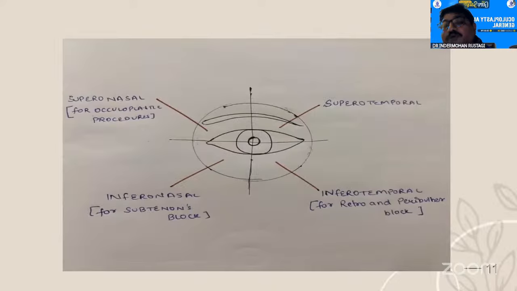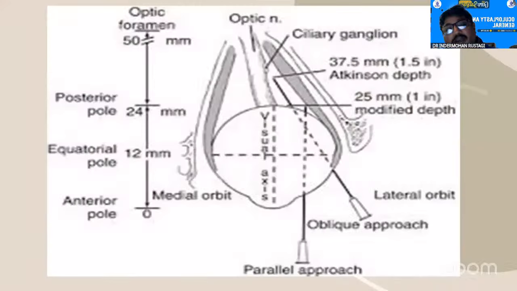So these are the 4 quadrants, and usually the infranasal quadrant is chosen for the subtenon block, the supranasal for oculoplastic procedures, and of course the infratemporal is the most common one. So the overall length here is shown as around 40 to 45 mm, and we have to take the needle according to that. Another thing is that if we go with an oblique approach, then we can damage the globe also. So the patient looks straight, and then we can give the block.